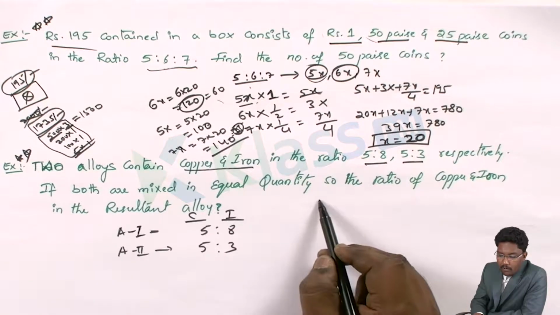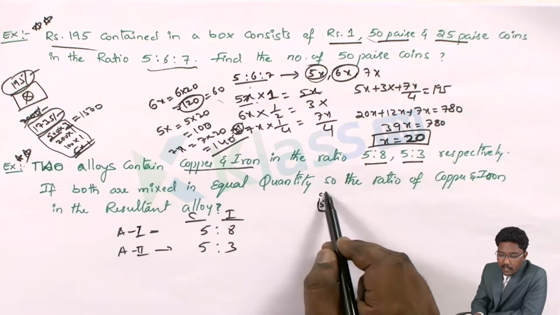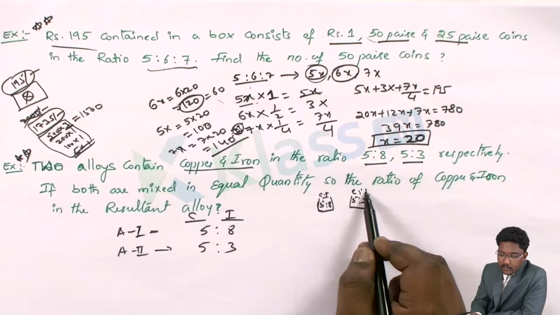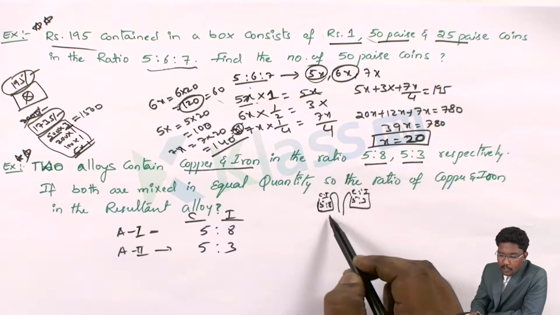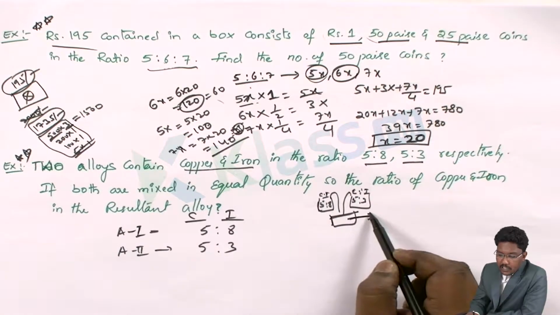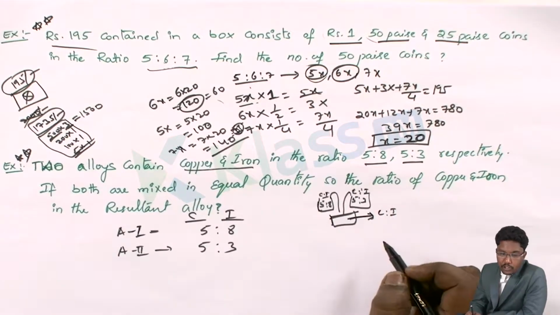I have one bowl with a 5:8 copper and iron mixture, and another bowl with 5:3 copper and iron. I am mixing these two into a new vessel in equal quantities. In this resultant mixture, what is the copper and iron ratio? How to solve this type of question?